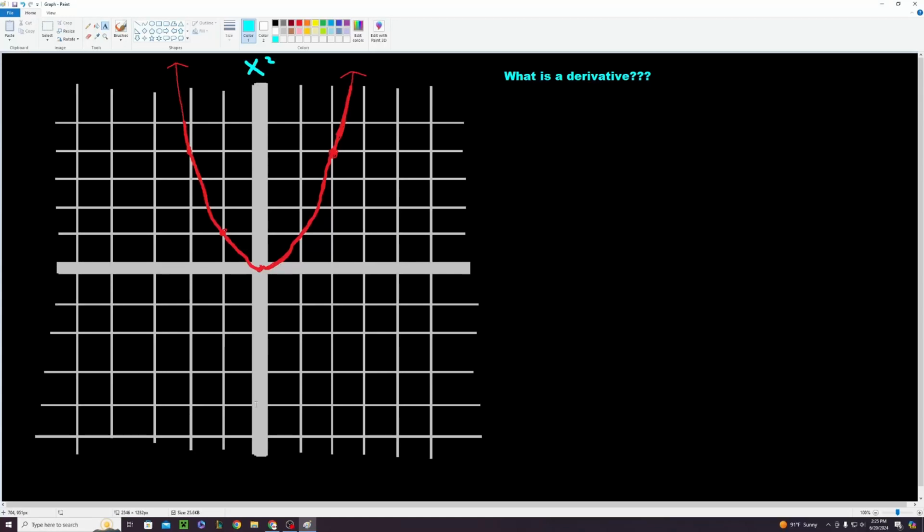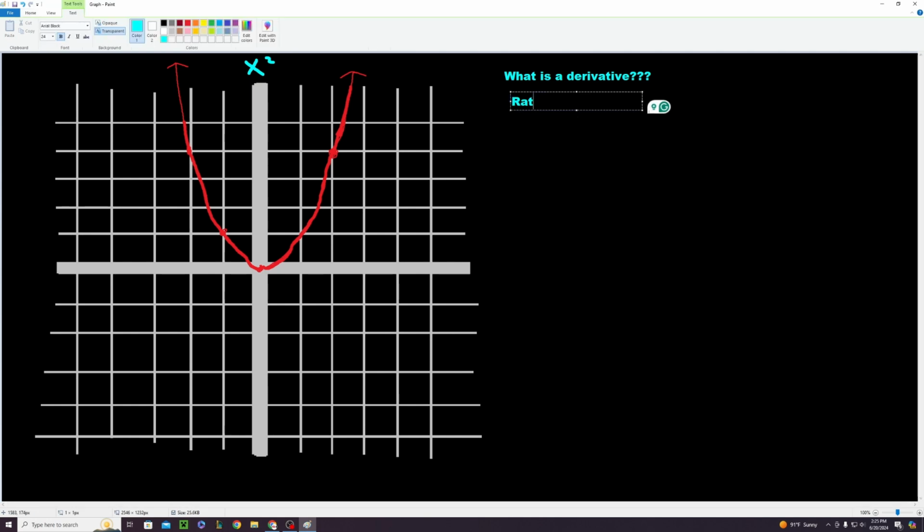Okay, welcome back. We're on section 2.2 now. For some reason 2.1 doesn't exist. And what we've got to figure out in section 2.2 is what is a derivative. And the derivative is rate of change at a specific point. And you might be asking, what does that mean exactly?